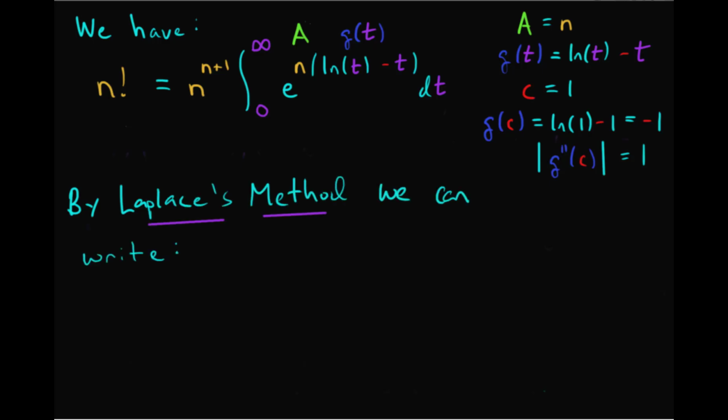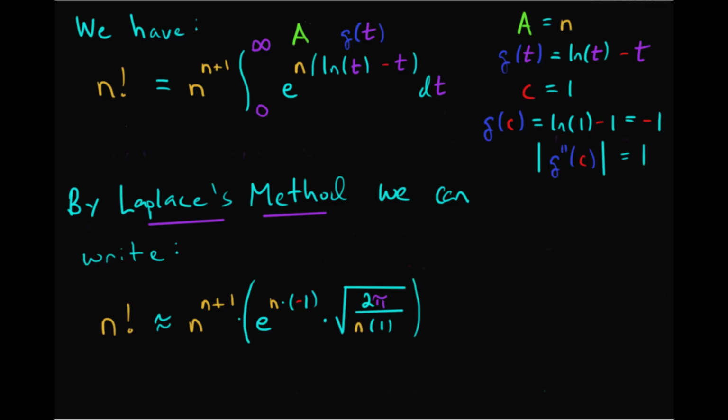So by Laplace's method, we have that n factorial is approximately equal to n to the n plus 1, that's just a leading constant, times, and now here's the estimation of the integral, e to the n times negative 1, times the square root of 2 pi over n times 1, where I'm just substituting into the formula given by Laplace's method the values that we found for a, c, and the absolute value of g double prime of c.